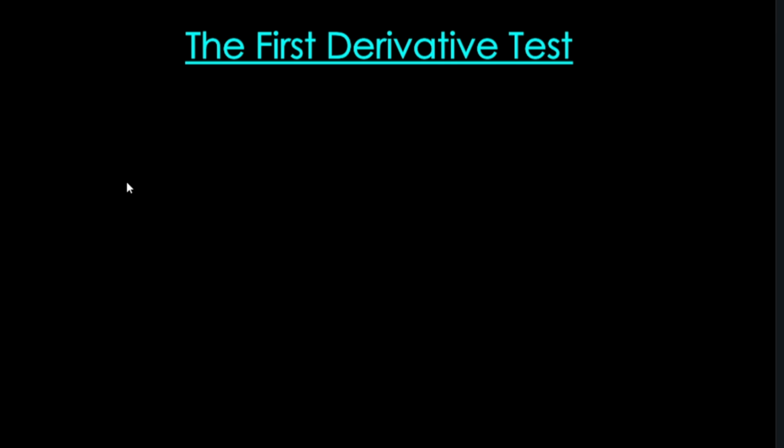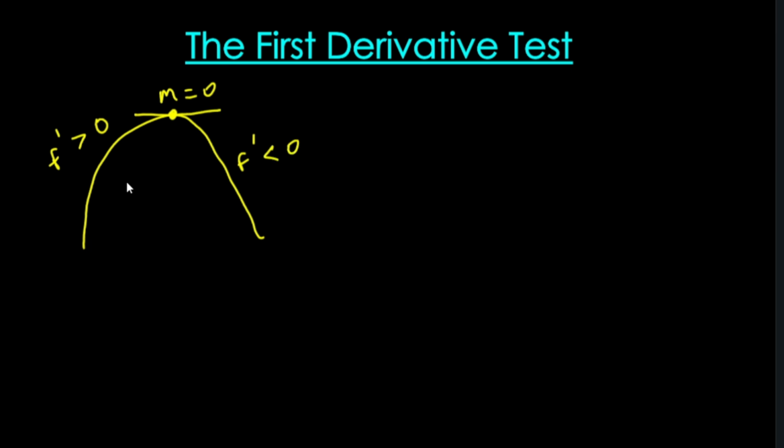So if you think about what a maximum looks like, at this point right here, the graph has a horizontal tangent line, so the slope is 0. But right before you hit that, the graph has to be increasing, which means that the value of the first derivative is positive or greater than 0. And then afterwards, the value of the first derivative should be negative because the graph is decreasing.